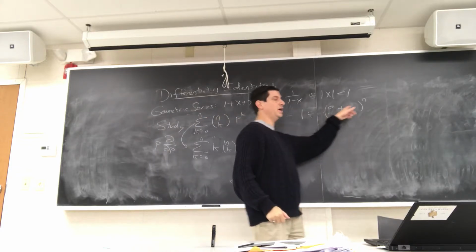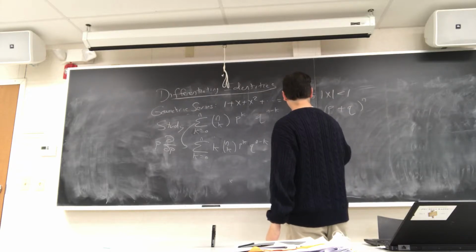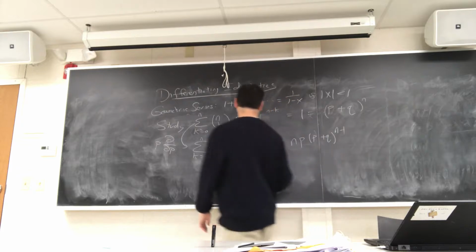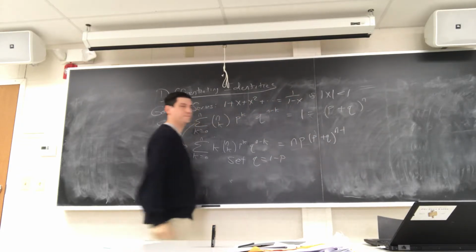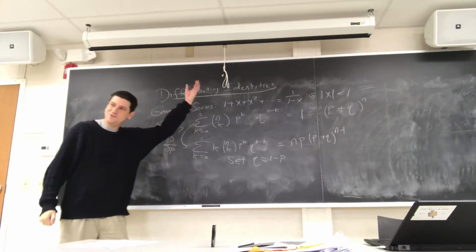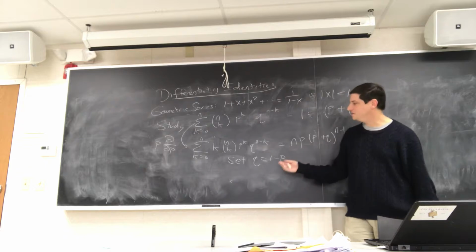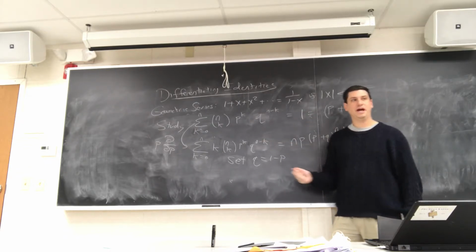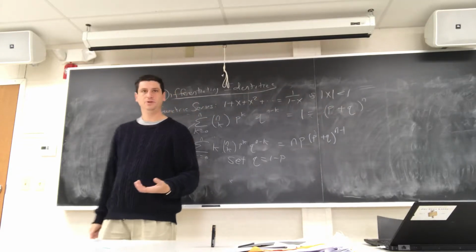And on this side, I now take the derivative with respect to p and multiply by p, so I'll get n p times (p plus q) to the n minus 1. And now set q equal to 1 minus p. We first do the calculation where q is general, and then at the end of the day we set q equals 1 minus p, and now we get the result we want. And this will give us the mean value of a binomial random variable.